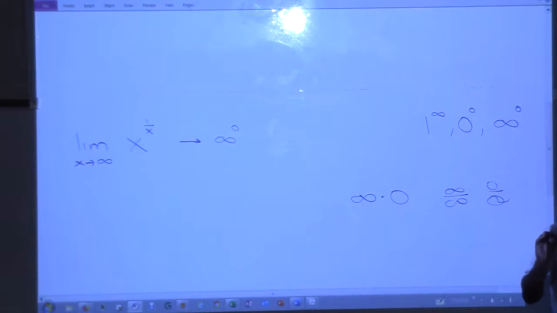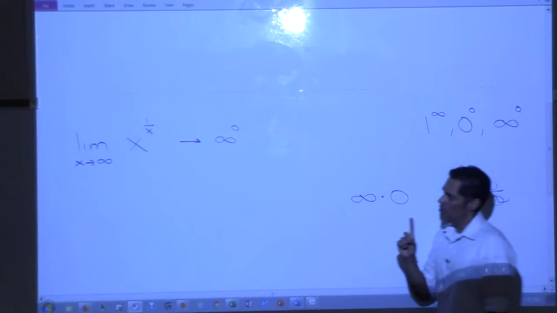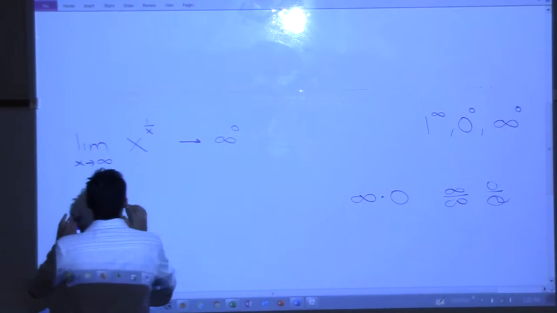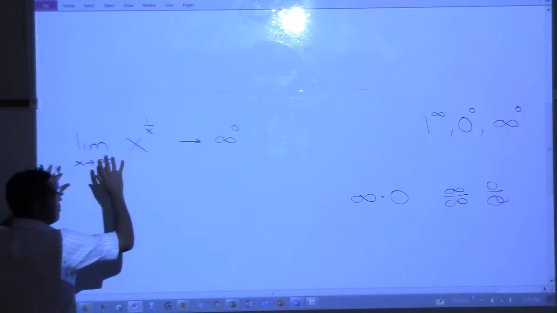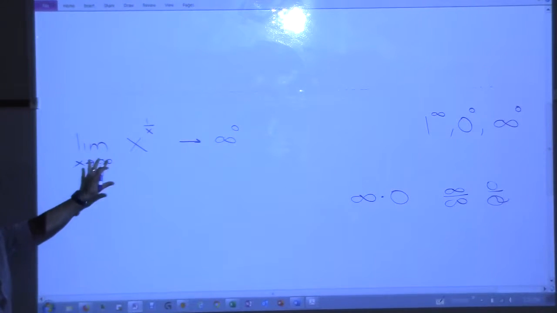So there's not a super easy way to make it turn into these. We actually have to do something with the natural log. So what we're going to do is take a look at this, and we're going to call this limit right here y.